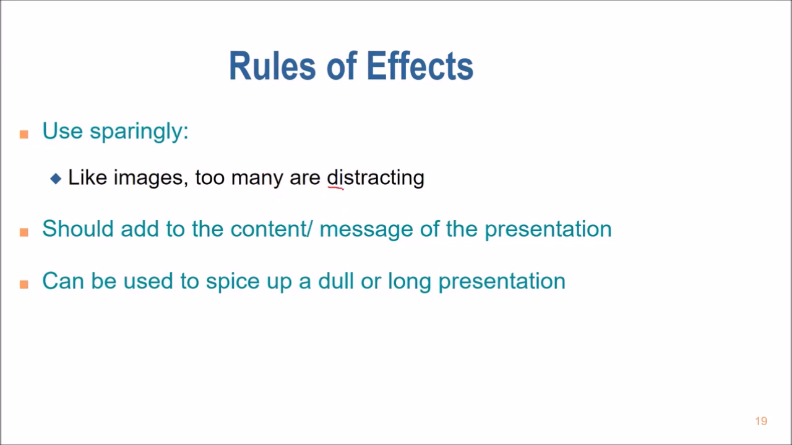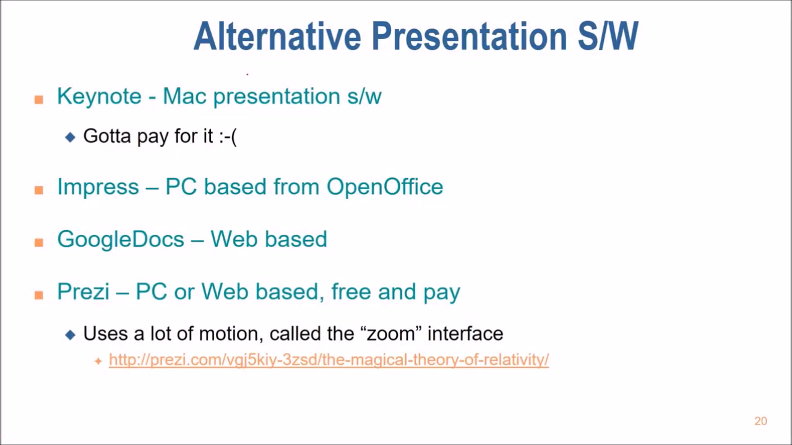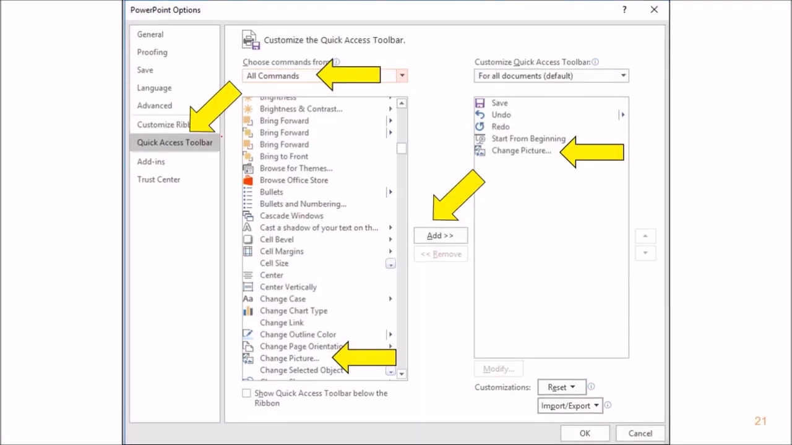So what are the rules of effects? Don't distract. Keep the objects, text, etc. to a minimum level. You should add the content or message of the presentation, and try to make a small presentation and don't make it dull. There is alternative presentation software like Keynote, Impress, Google Docs, Prezi. These are a few. There are a number of alternative presentation software.